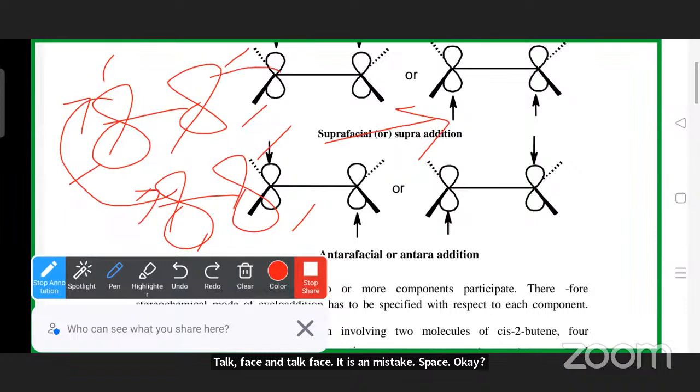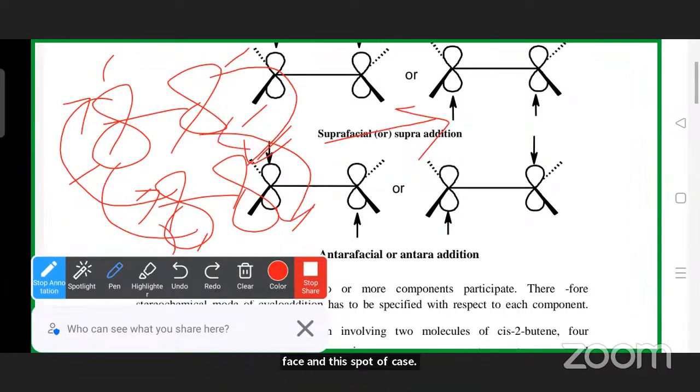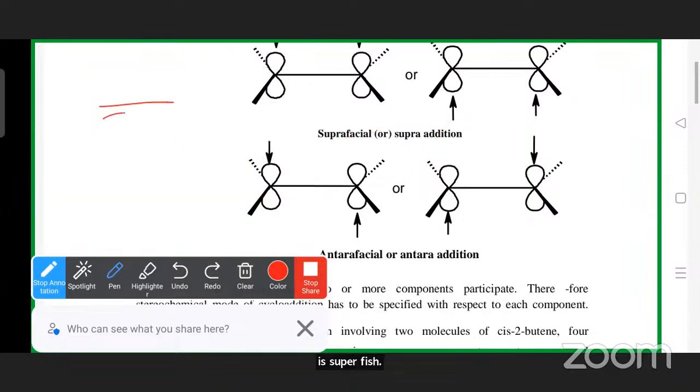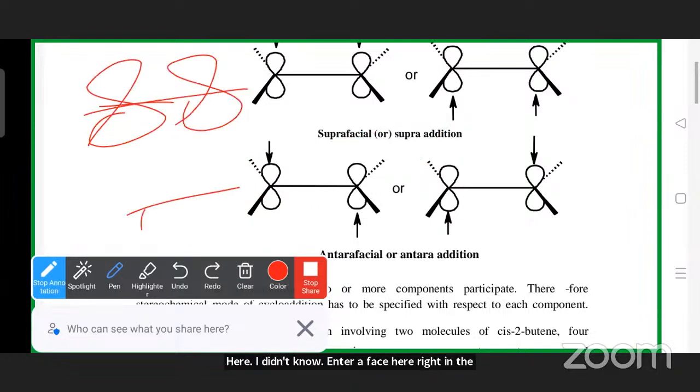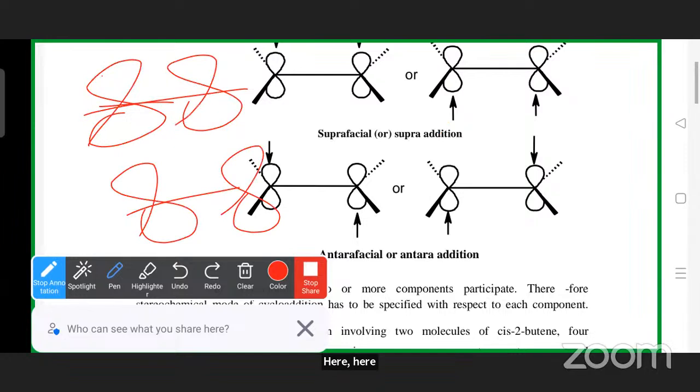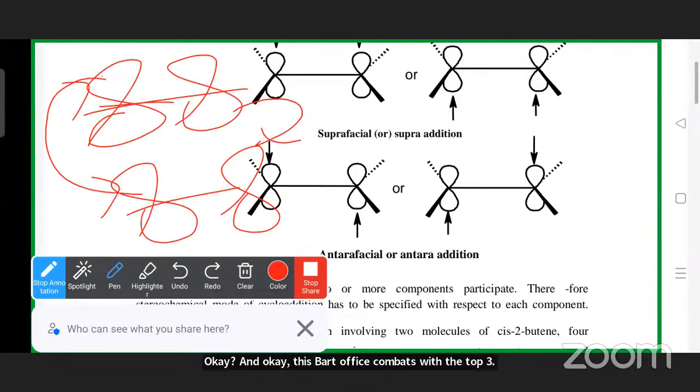And this top face and this top face addition takes place, and this bottom face and this bottom face addition takes place. This is suprafacial. And in the antarafacial, this top face combines with the bottom face, and this bottom face combines with the top face. So this kind of opposite face addition takes place in the antarafacial.